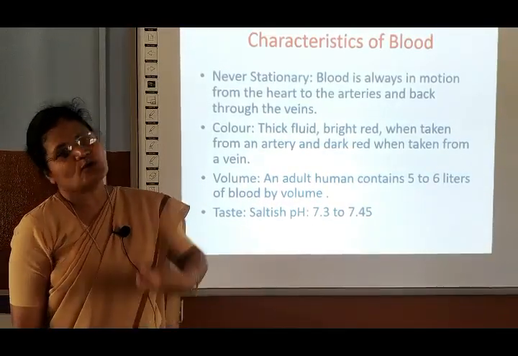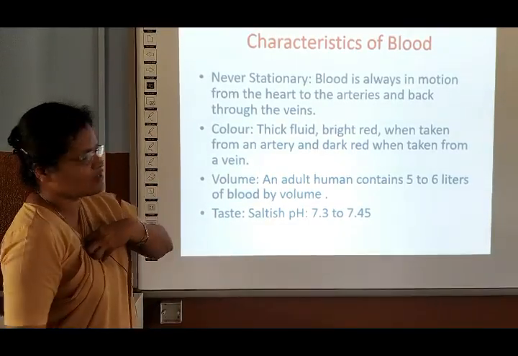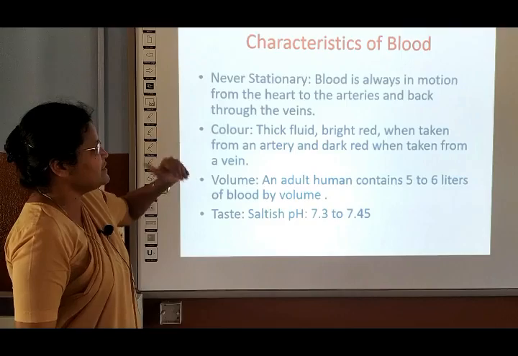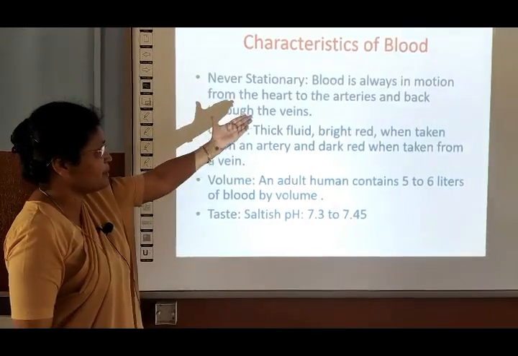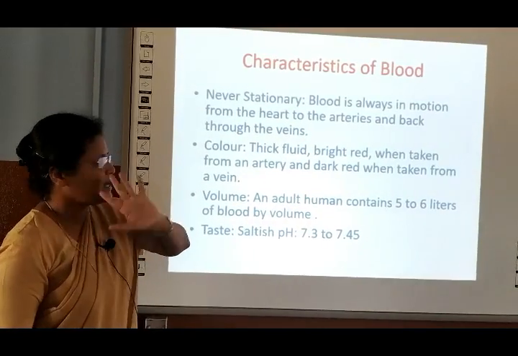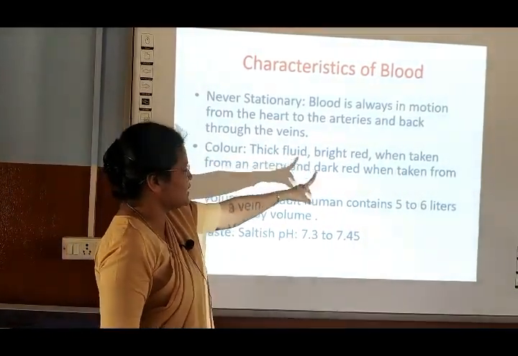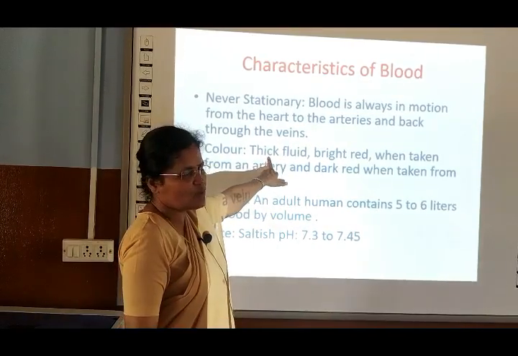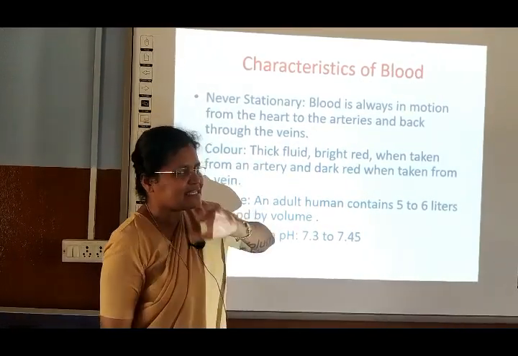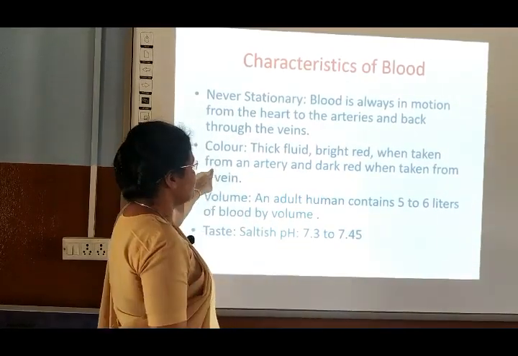It constantly flows from the heart to different parts of the body, and from different parts of the body it comes back to the heart. So it always keeps flowing from the heart to arteries, and through veins back to the heart. The color, I told you, is thick fluid, bright red. Blood is always a thick fluid, the density is more.